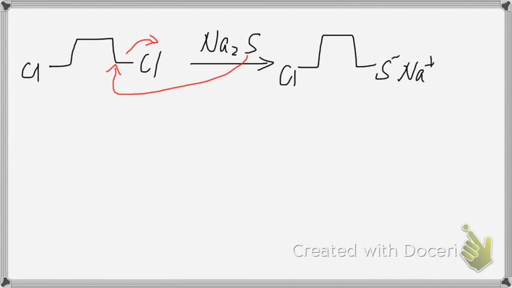And then the same sulfur can serve as a nucleophile one more time to attack the other carbon with chlorine. And this will be an intramolecular SN2. As a result, we will have a cyclic sulfide. So if we start with an alkyl dihalide, it's possible that a ring will form with sulfur in it.